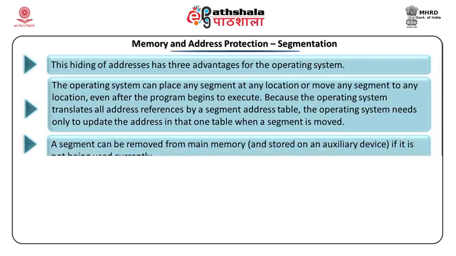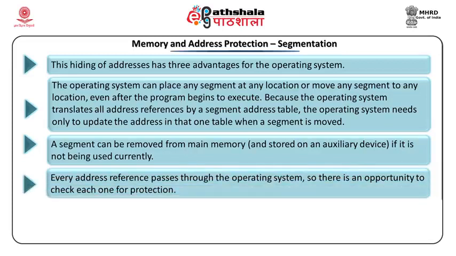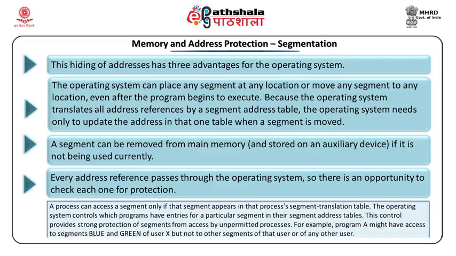A segment can be removed from main memory and stored in the auxiliary memory if it is not being used. Every address reference passes through the operating system. So, the operating system can check for protection as well. Because all accesses pass through the operating system, a process can access a segment only if that segment appears in the process's segment translation table. If program A might have access to the segments blue and green of user X but not to the other segments of that user, then this can be checked by the operating system.